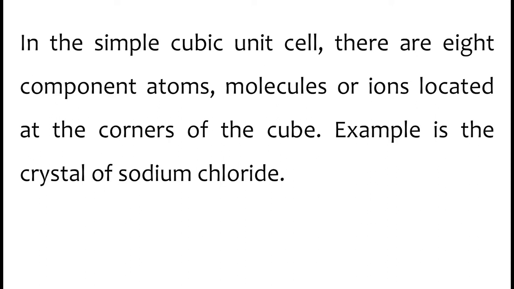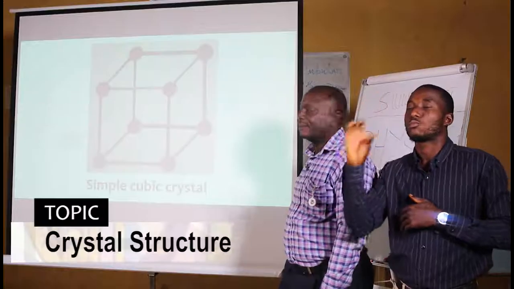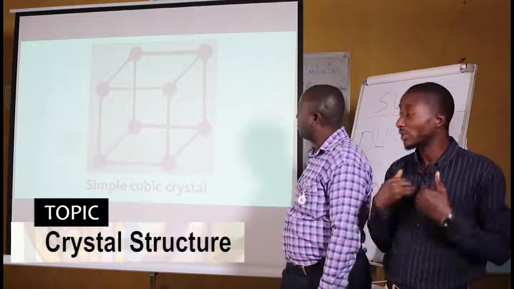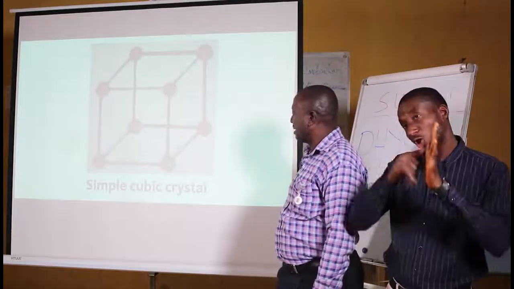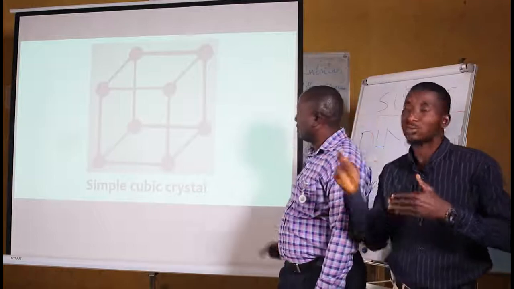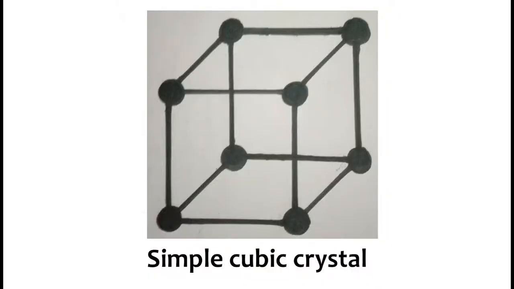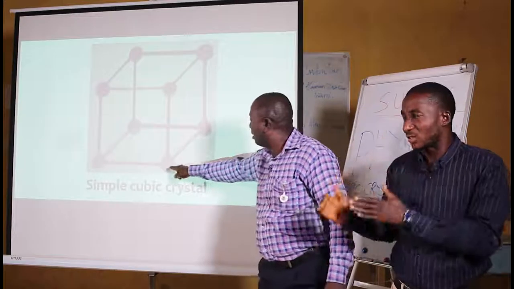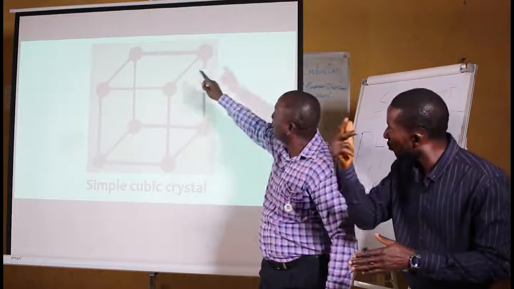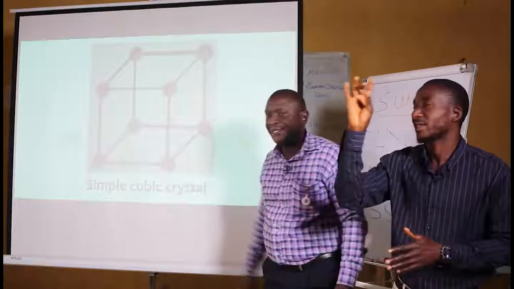Now, in the simple cubic unit cell, there are 8 component atoms or molecules or ions located at the corners of the cube. Example is the crystal of sodium chloride. Now here we have the diagram of a simple cubic crystal. Just like we have said, there are 8 molecules or atoms or ions, 1 at each corner. So we can see them here: 1, 2, 3, 4, 5, 6, 7, 8.